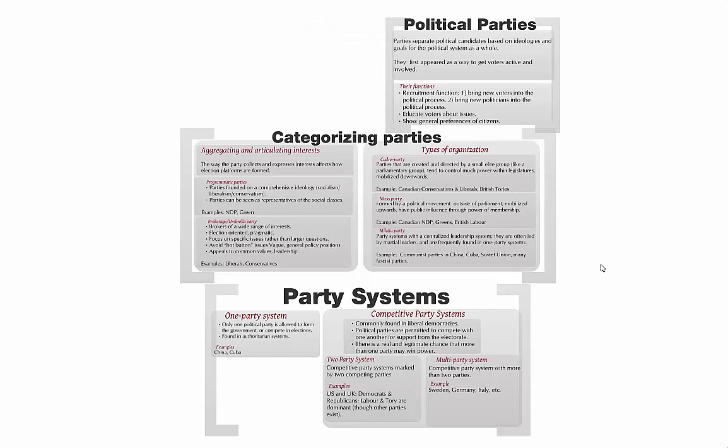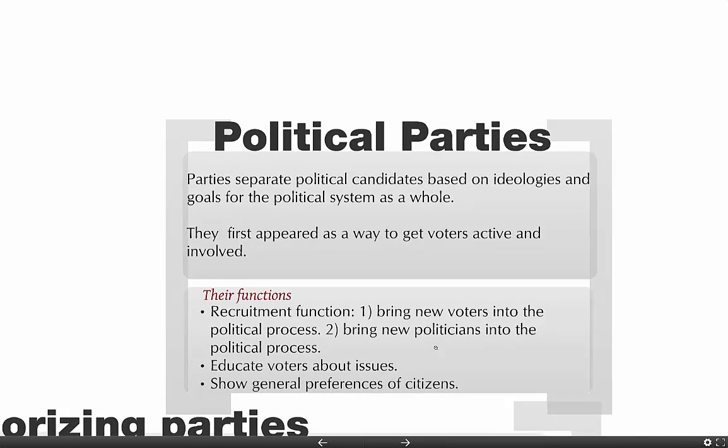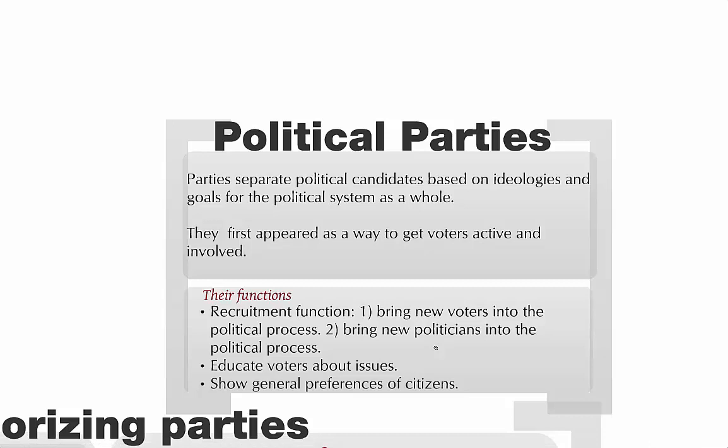This tutorial is about political parties and how they function, their structures and various key components, characteristics of parties that we can use to analyze how we can expect them to behave in democracies and elsewhere. So first of all, what are they about? Basically, they separate political candidates based on ideologies, political positioning, and goals for the political system as a whole.